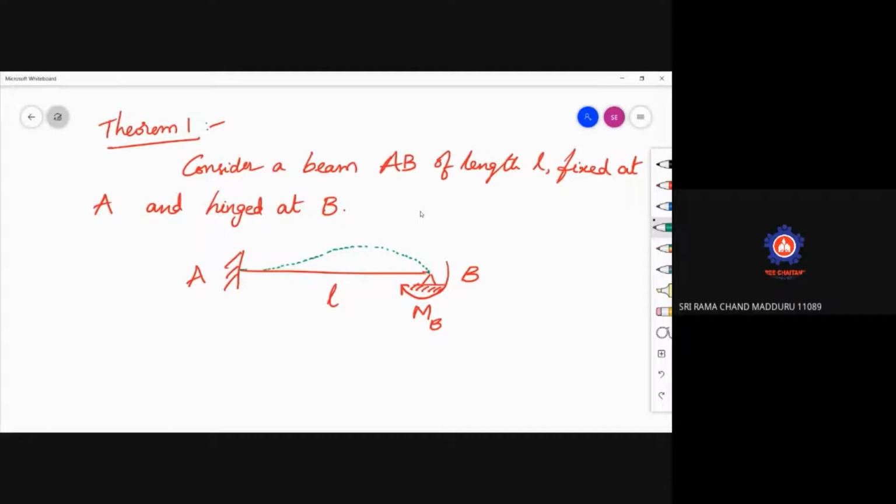As this is fixed here, there will be no rotation here and it will not allow that. That means the support induces a moment. So due to the application of MB, here we can consider that a moment of MA is acting. This is the moment which is induced due to the fixity at A. So write down.